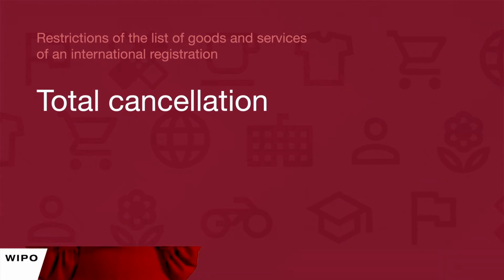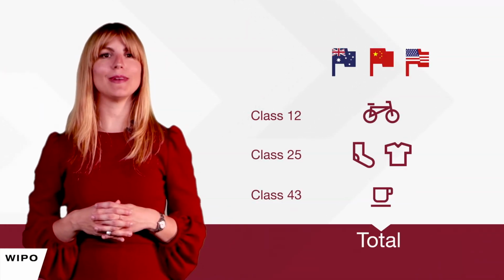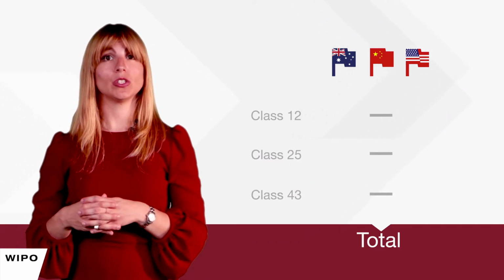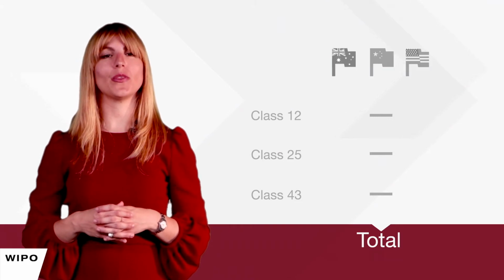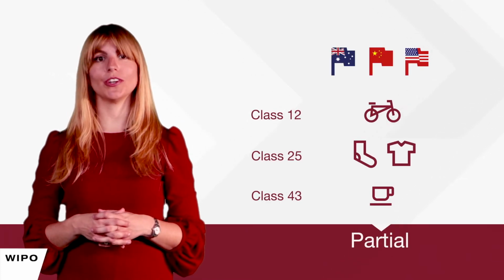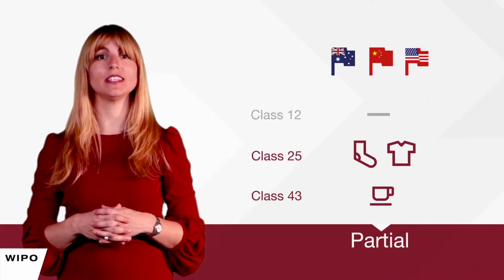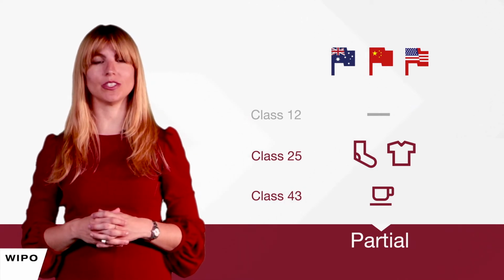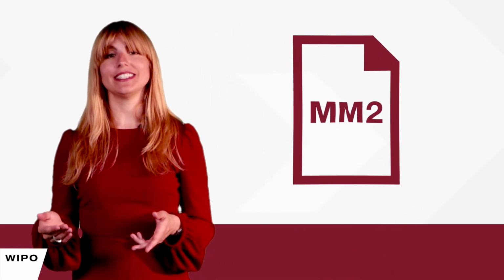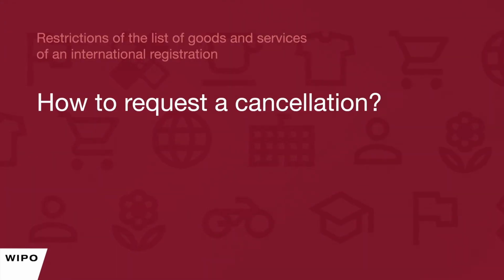Total cancellation. If the cancellation is total, it applies to all the goods and services in the international registration. So, the international registration is withdrawn entirely. Partial cancellation. If the cancellation is partial, it applies to some goods and services that are removed from the international registration. If we cancel class 12, it disappears from the main list. If you wish to cover the goods and services affected by a cancellation, you will need to file a new international application for them.